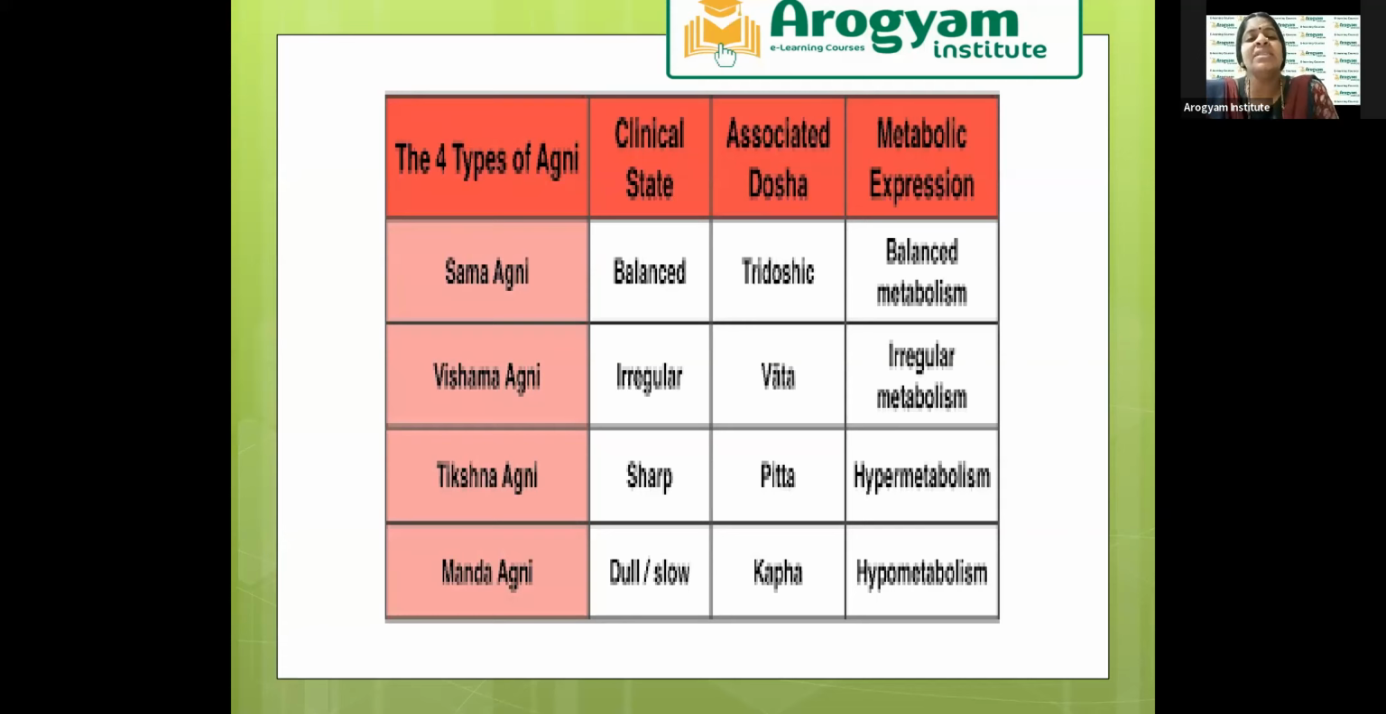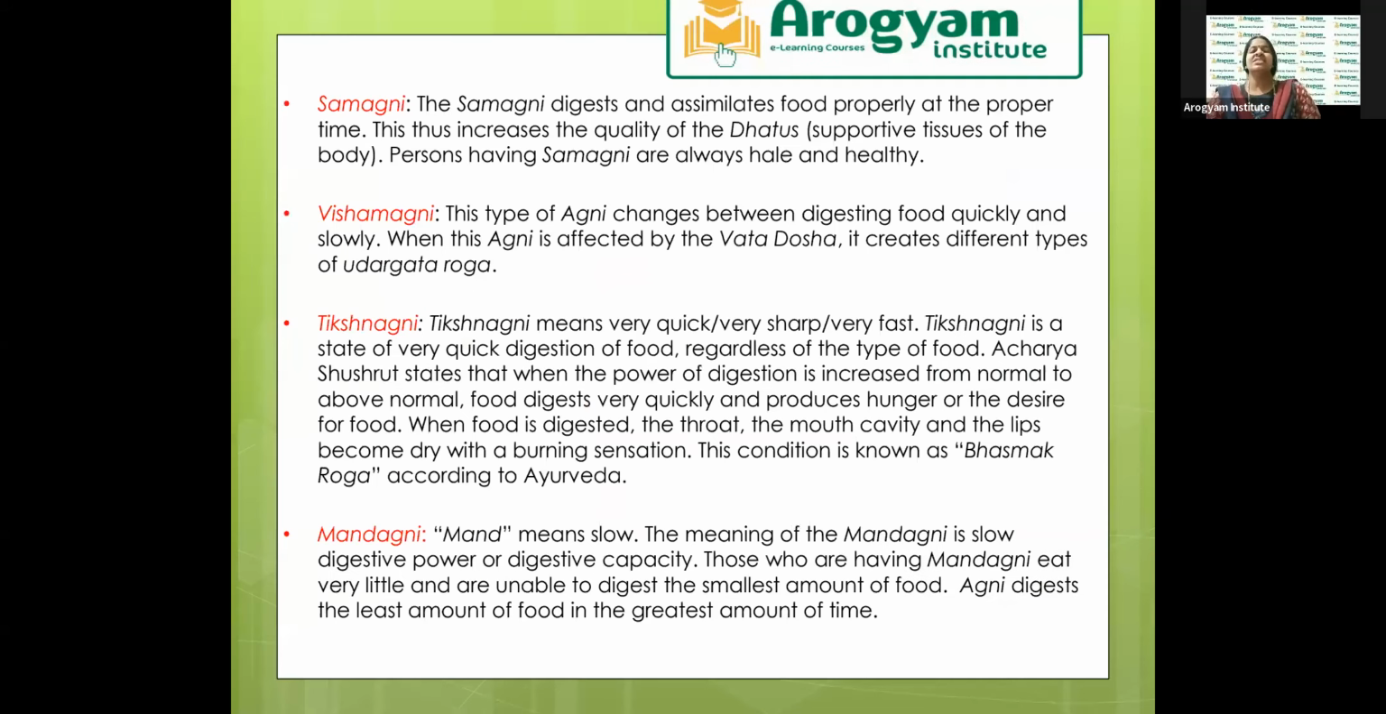Next is Mandagni. What is this Mandagni? Mandagni is quite weak Agni. So Agni which is on the lower side, that means it is dull or slow. That is Mandagni. It is associated with kapha dosha, and metabolic expression is hypometabolism. So these are different types of Agni. Let us just see what other things we have to read.